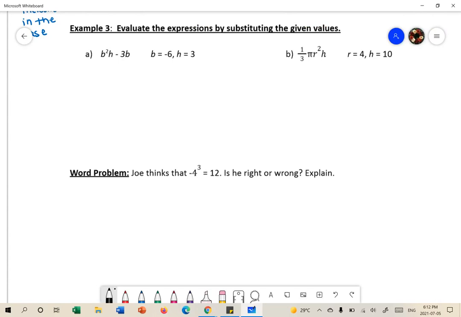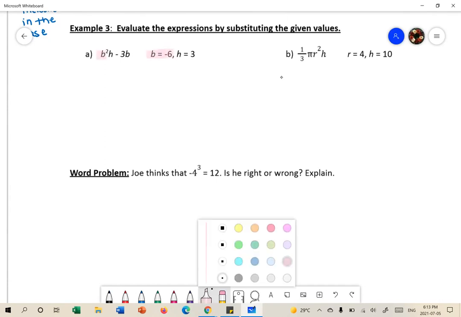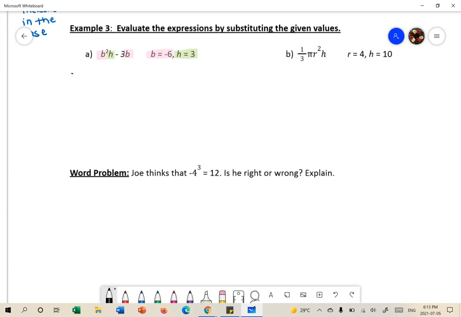Next, we are evaluating expressions by substituting given values. So wherever I see B, I'm going to substitute -6. And wherever I see H, I'm going to sub that with 3. So my next line is -6 squared times 3 subtract 3 times -6, which is equal to -6 times -6 is 36.